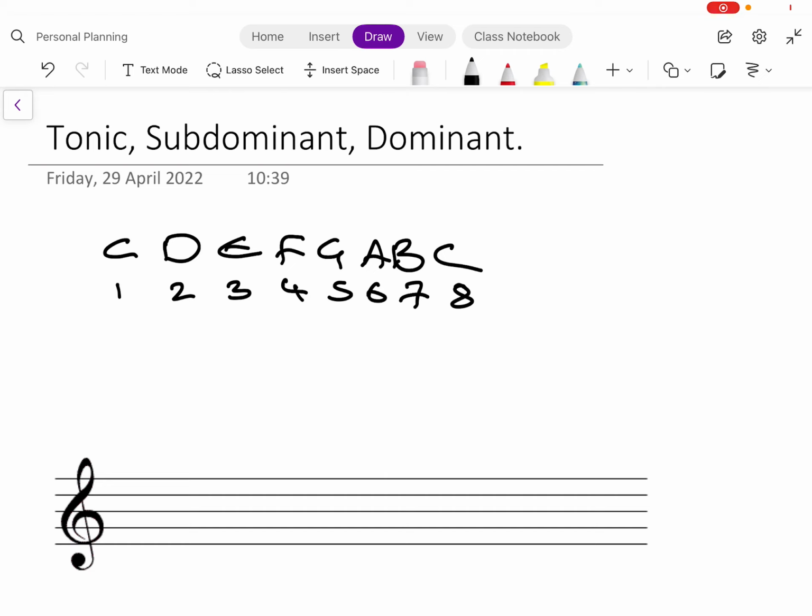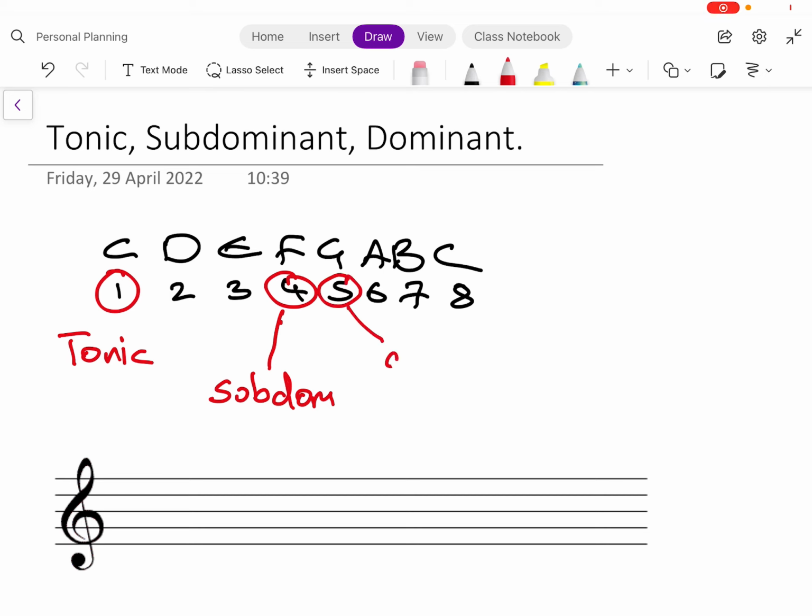Basically, each one of these numbers, we call them degrees of the scale, has a different name. And we just need to know the tonic, subdominant, and dominant. So the first degree of the scale, so note number 1, is called the tonic. The fourth note is called the subdominant. I'm just going to write subdom for space. And then the fifth note of the scale is called the dominant. Okay, I'm just going to write dom.